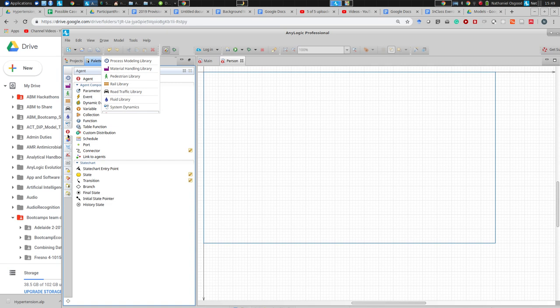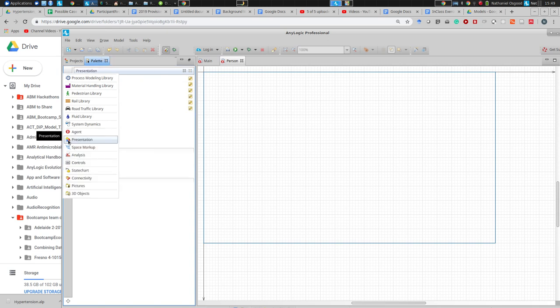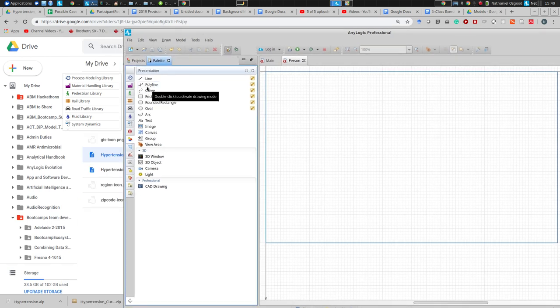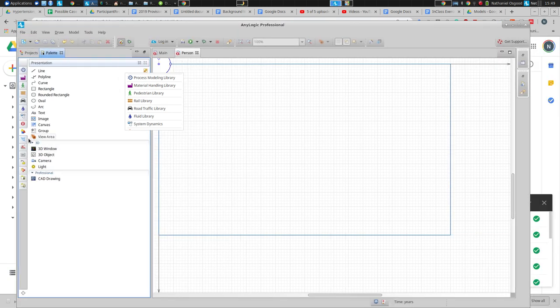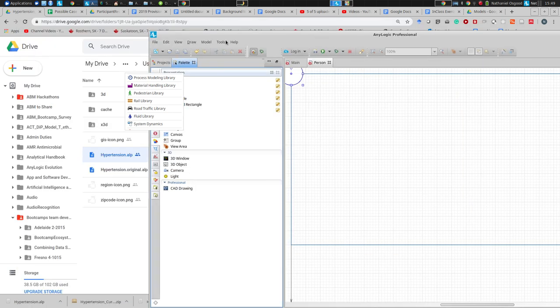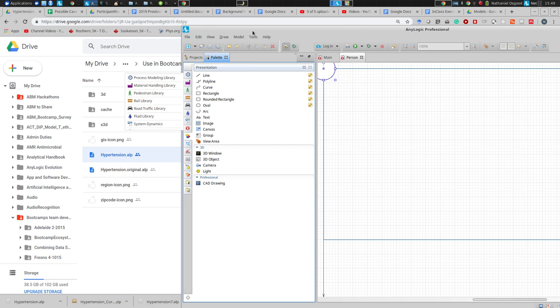So ladies and gentlemen, we're going to go to our palette again. Should we do this for a presentation? Yeah, let's do presentation. Okay. What I'd like to do here is drag in an oval. How did I do that? I went to this presentation palette. It looks like a set of platonic shapes. If you click on that, you can drag in an oval, and we'll give each person a nice oval. There they are.